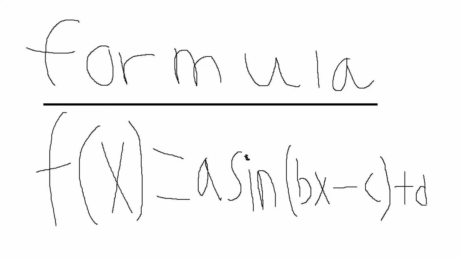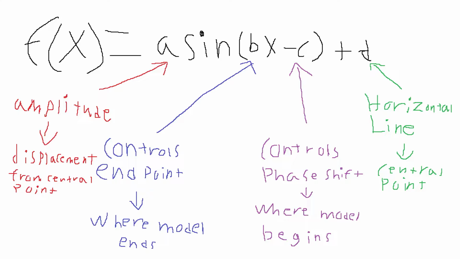The formula that we are going to be using for our model is f of x equals a times sine times parentheses b of x minus c in parentheses plus d. There are four main parts to this formula: a, b, c, and d. A is the amplitude, which is the displacement from the central point. B controls the endpoint, which is where the model ends, and c controls the phase shift, which is where the model begins.